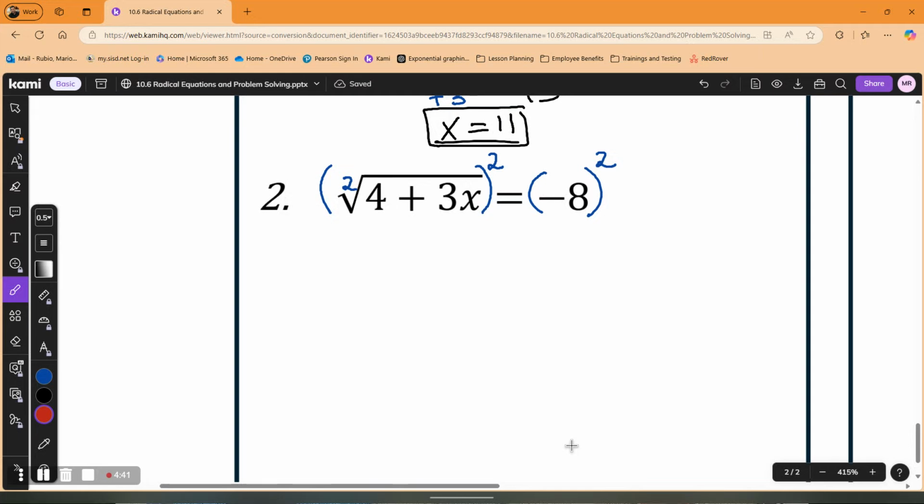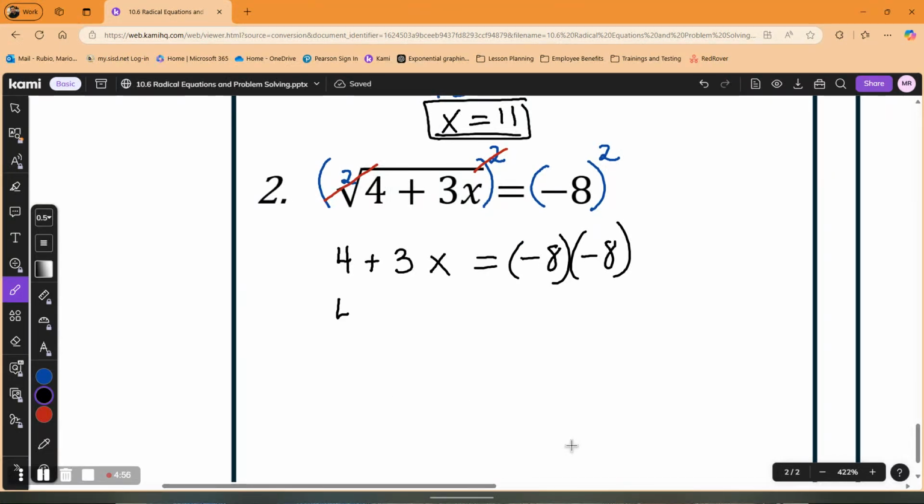What happens? Nothing. This simply cancels this out. The radical goes away. I bring down what's inside, and then I square this. This is negative 8 times negative 8. Negative 8 times negative 8 is positive 64. Subtract 4 from both sides. Those cancel.